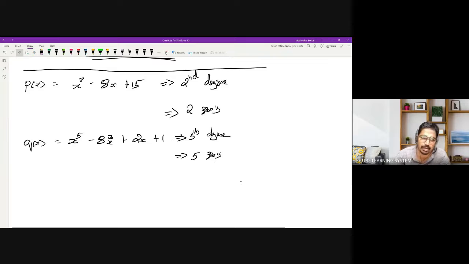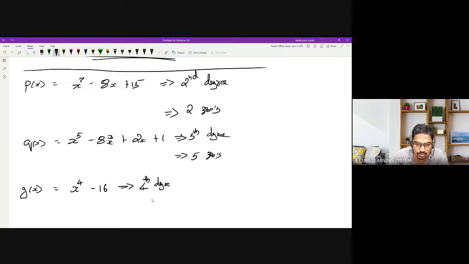Suppose I'm going to take an example. There is a polynomial, say g of x. g of x is equal to x raised to 4 minus 16. What is the degree of this polynomial? It's a fourth degree polynomial.